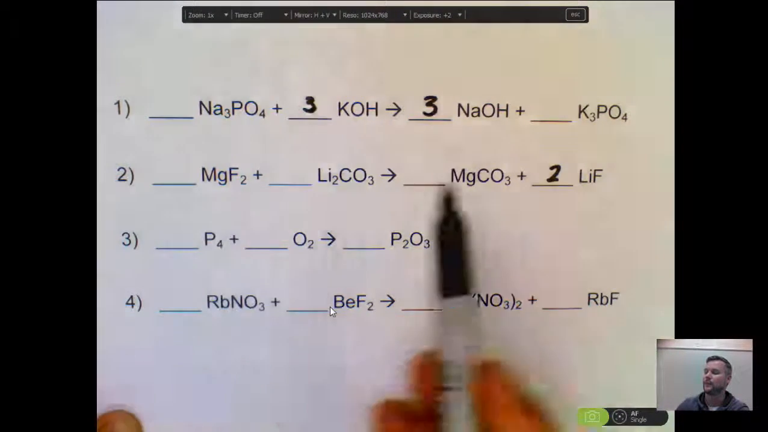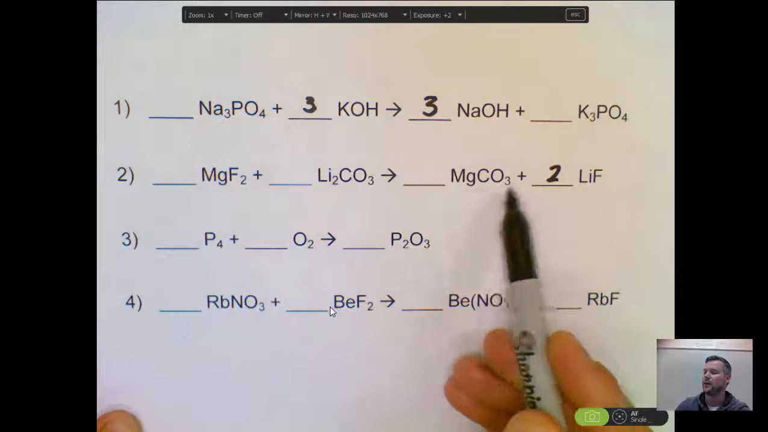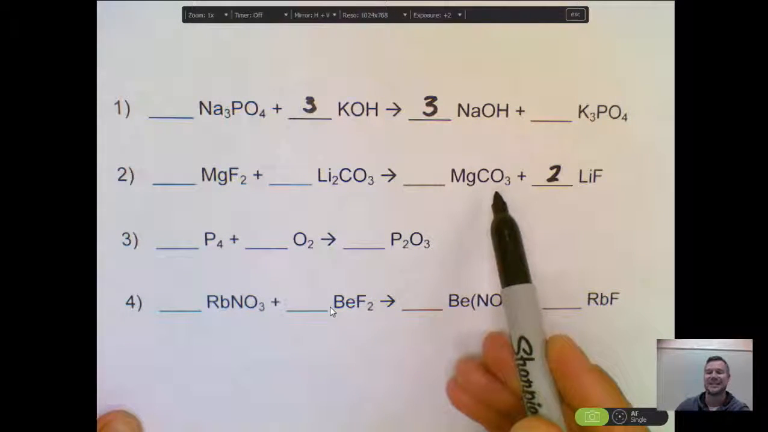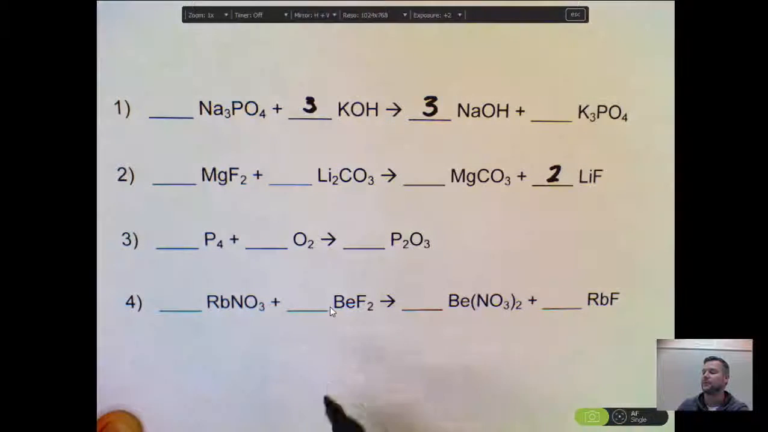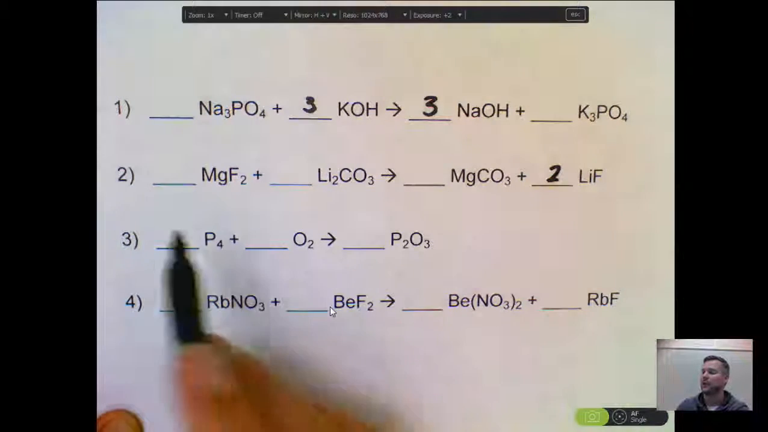Magnesium, there's 1. And finally, CO3, I see 1 copy of CO3 because there's no parentheses. And there's 1 copy of CO3 on the left as well. So this whole thing is balanced.